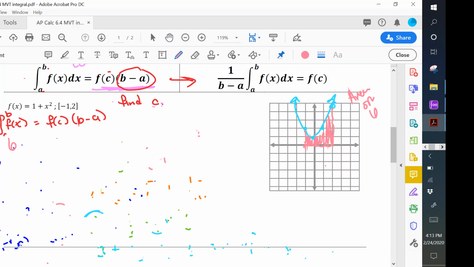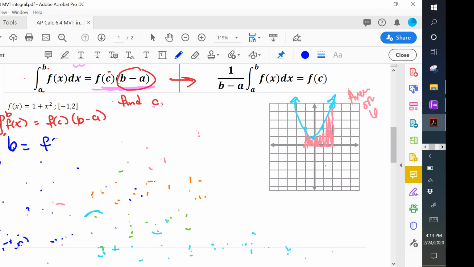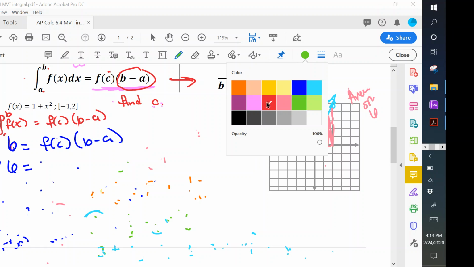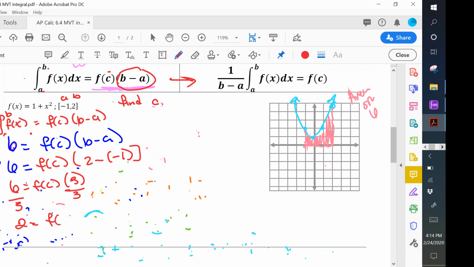So 6 is equal to f of c times (b minus a). Well, let's substitute. 6 is equal to f of c, remember this is a, this is b, 2 minus negative 1. So we got 6 equals f of c times 2 minus minus 1, that's 3. According to this, we divide by 3, divide by 3: 2 is equal to f of c.